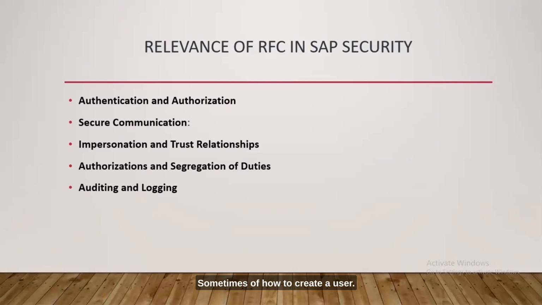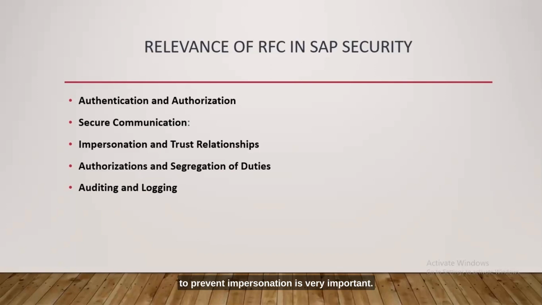Sometimes the unauthorized user might have knowledge of how to create a user. So they might create a user in the system with a different name, maybe with the admin name. So the admin also needs to check properly the kind of users that have been created in the client, to know: okay, I created this particular name, I assigned this authorization, I did this, I did that. So that's a part of it.